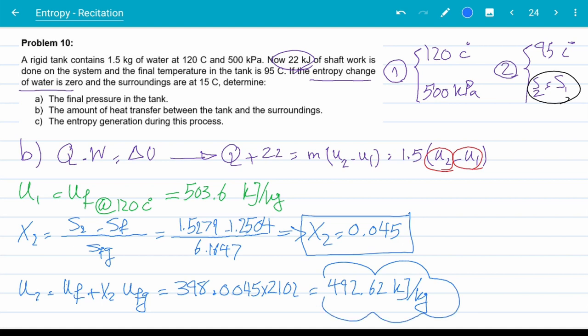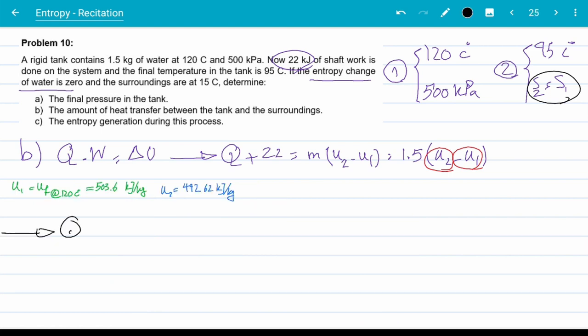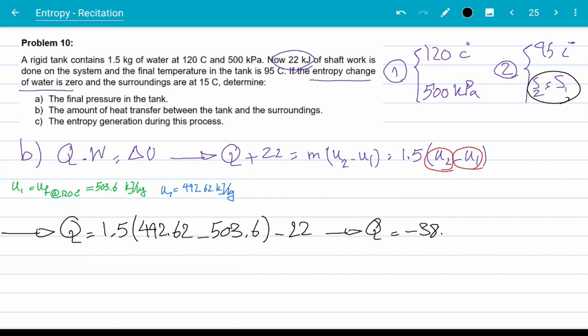Now I have both U1 and U2, so I can calculate Q. Plug in numbers: Q is 1.5 times 492.62 minus 503.6, minus 22. Q is minus 38.47 kilojoules.